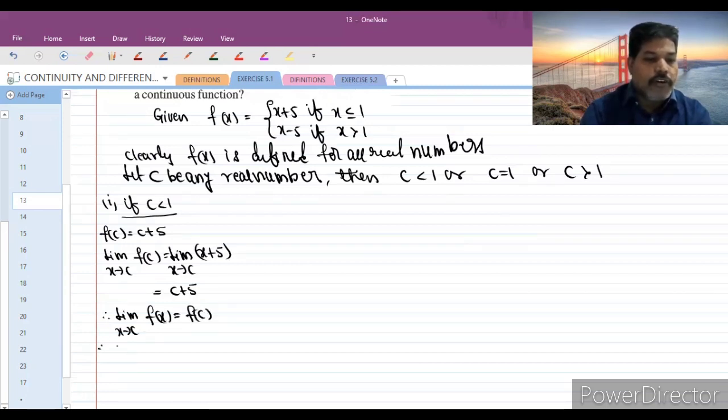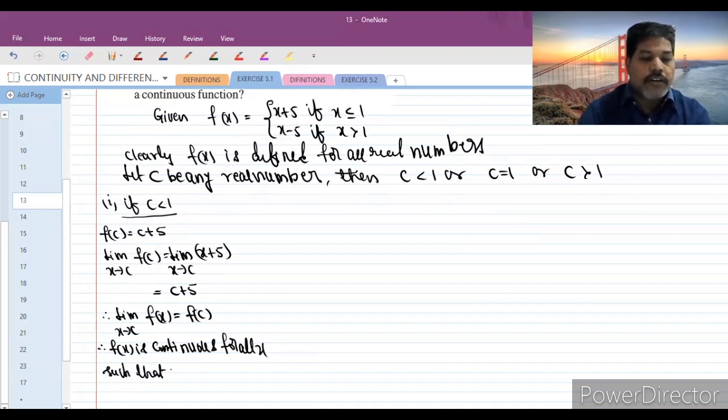So therefore, f of x is continuous. f of x is continuous for all x such that x value is less than 1. So this is case 1. Next, let's see the second case.